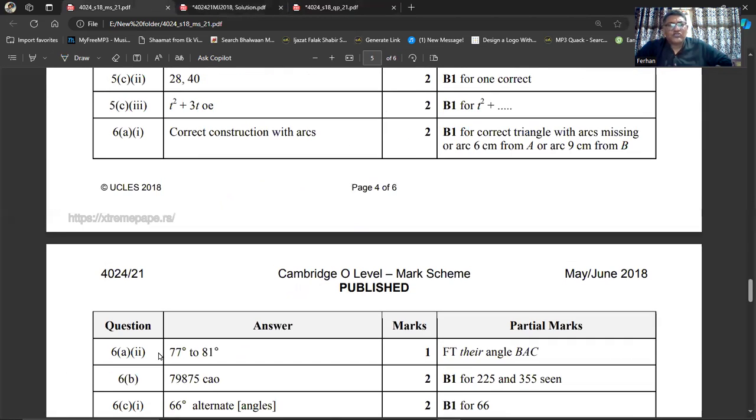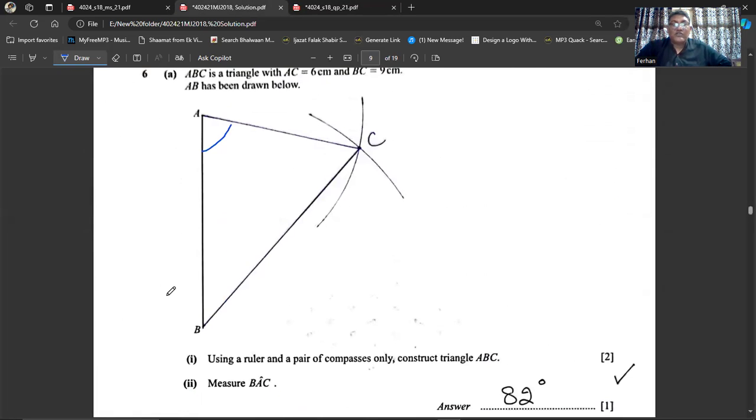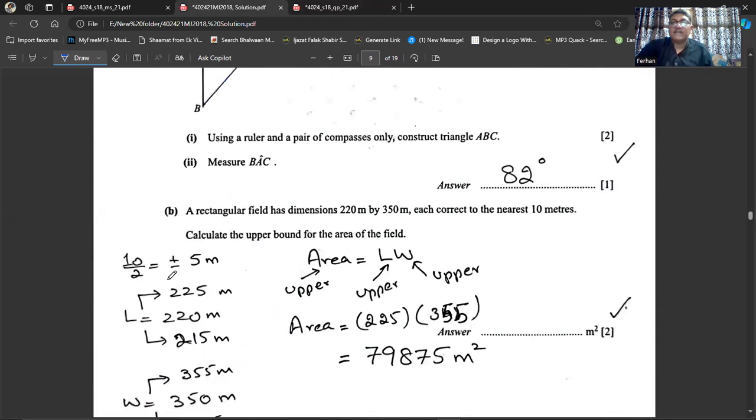And they say it is approximately from 77 degree to 81 degree. Our answer is a little off, but it is right because this line, due to the photocopy, becomes shorter. So that's why this angle is a little different, but don't worry, this is the technique which you have to use.